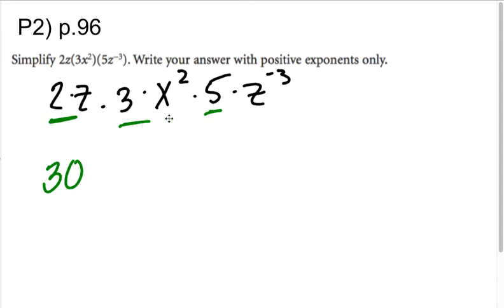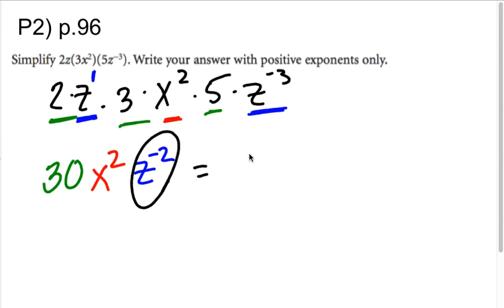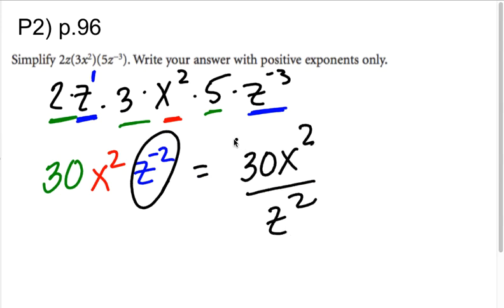I'm going to deal with the x's next. There's only the one set of x's. That's an x squared. That's it. And then I'm going to go ahead and deal with the z's. There's a z and a z to the negative third, which, remember that no power is a 1, so that's a z to the negative second. I'm almost there, but this guy needs to go on the bottom. So my final answer is going to be a 30x squared over z squared.